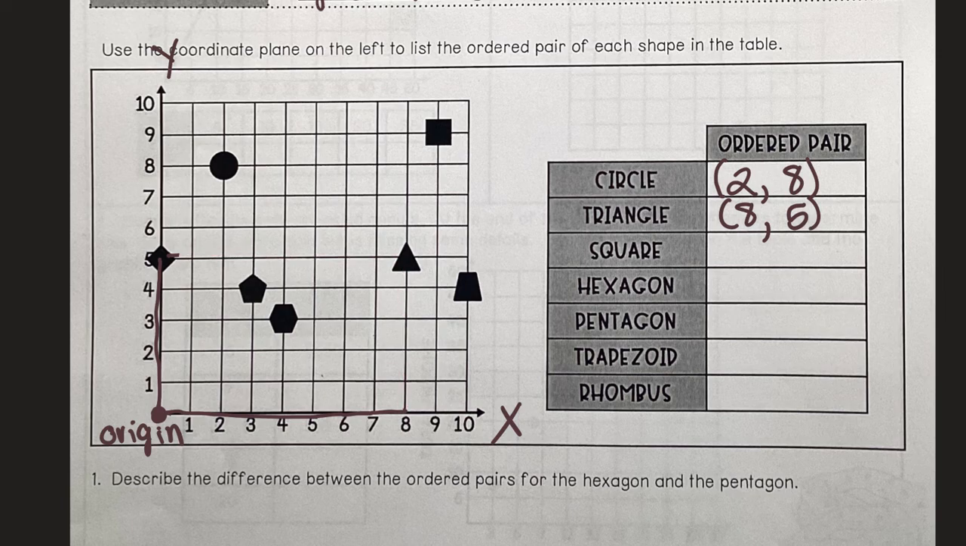Okay, I'm going to erase that line again for us. All right, moving on to the square. Again, I'm going to start at my origin because that's where I always start. And I'm going to go all the way across my x-axis until I find where my square is located. This is the line where my square is located, so that's going to be a 9. Therefore, my x value is 9.